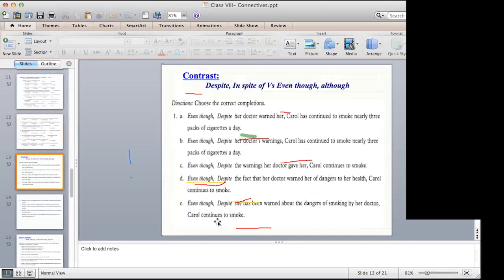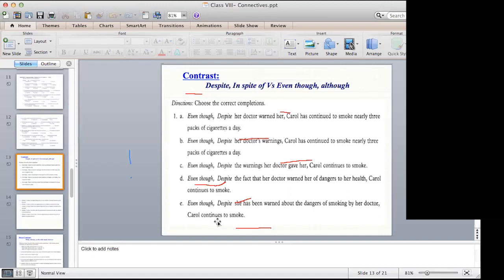Choose the correct completion. Even though or despite her doctor warned her, Carol has continued to smoke nearly 3 packs of cigarettes a day. Which one is correct? Even though. Okay. Why did you choose even though? Because, of course, we have her doctor warned her. So her doctor warned her means it's a sentence in which we have a verb. That's why we should use even though.